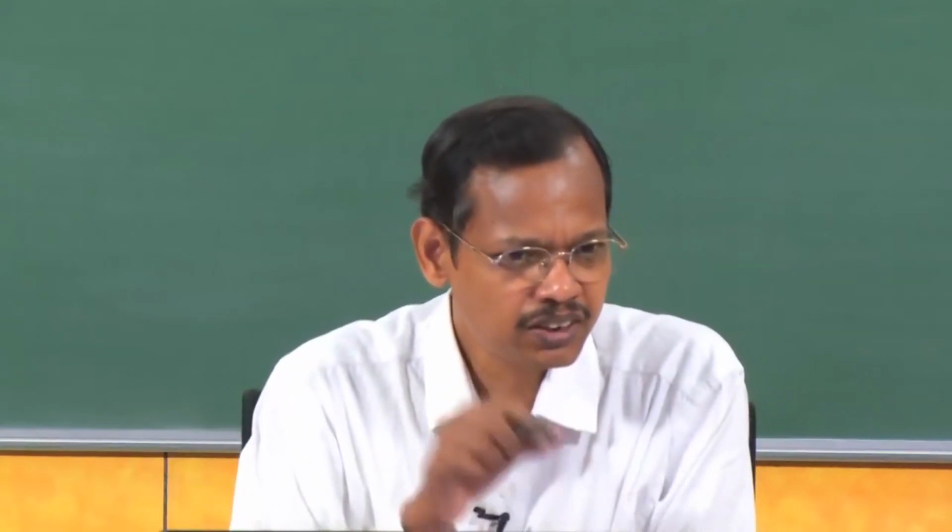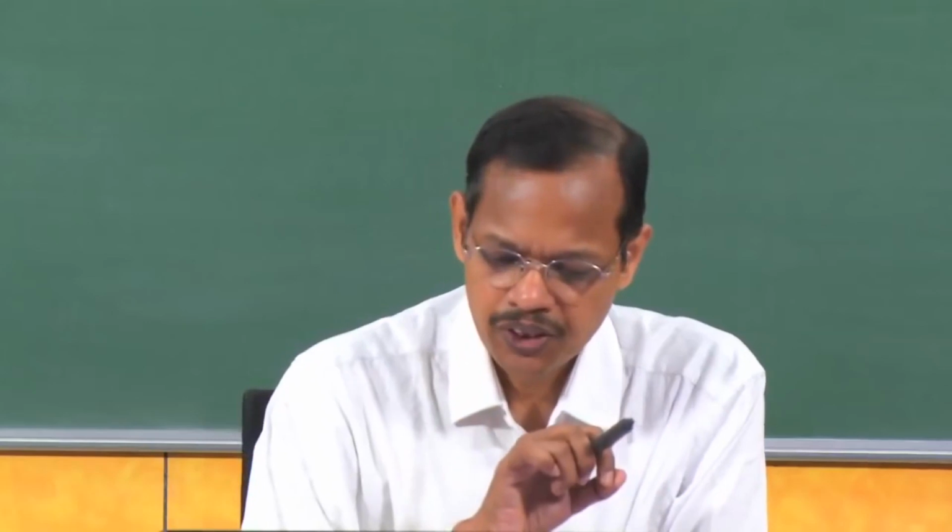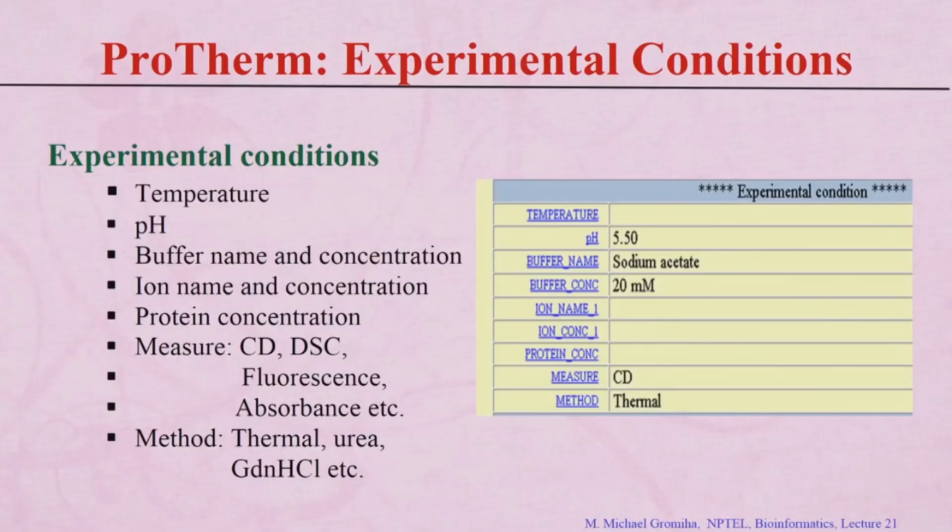So, we give the experimental protein information right from the UniProt and the PDB, as well as the mutant. Now, we give the conditions, what are the experimental conditions they use to get the data. The important ones are temperature and pH, the buffer name and concentration, the protein concentration, and different measures, whether they use CD or DSC or fluorescence. Here they use CD, and which method they use, thermal or denaturant; here they use the thermal.